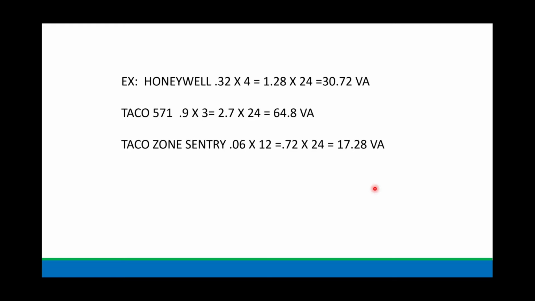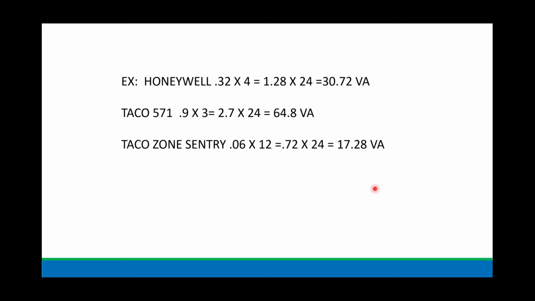If you take the Tekmore 571 at a 0.9, on our box it says times 3, you get 2.7, times 24, you get 64.8 volt amps. So by math, that's way too much for a 40 VA transformer. If all zones called at the same time, we have the potential for burning out that 40 VA transformer. There's a chance that could happen, but most likely it wouldn't, and the way the valves operate, it would kind of stagger that amp draw. But in reality, you really should have a 75 VA transformer here.